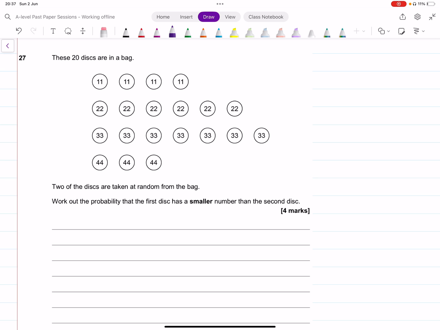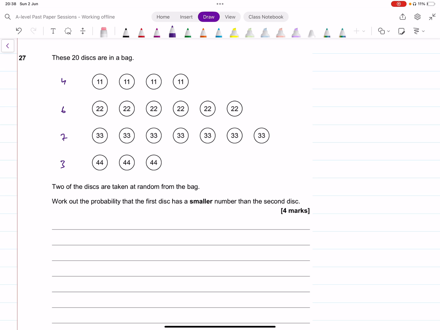Now, let's actually count them. There are 20 in total. So these are 4 and these are 6, these are 7, and these are 3. So we know the probabilities for each one of them right now. Now the first one has to have a smaller number than the second one. So what are the possible cases then? Because there are 4 different types of this, we'll have to consider a number of different cases for this actually.